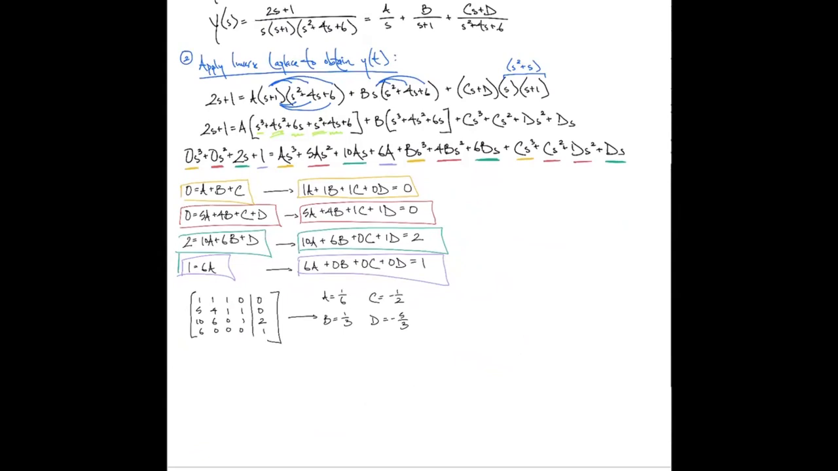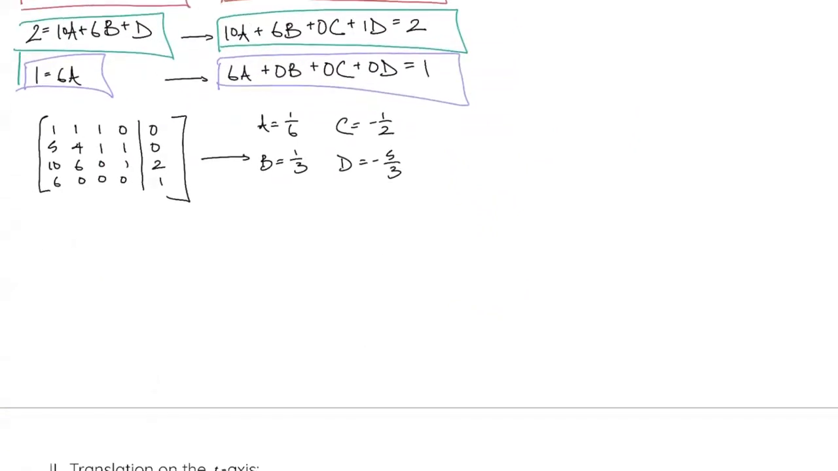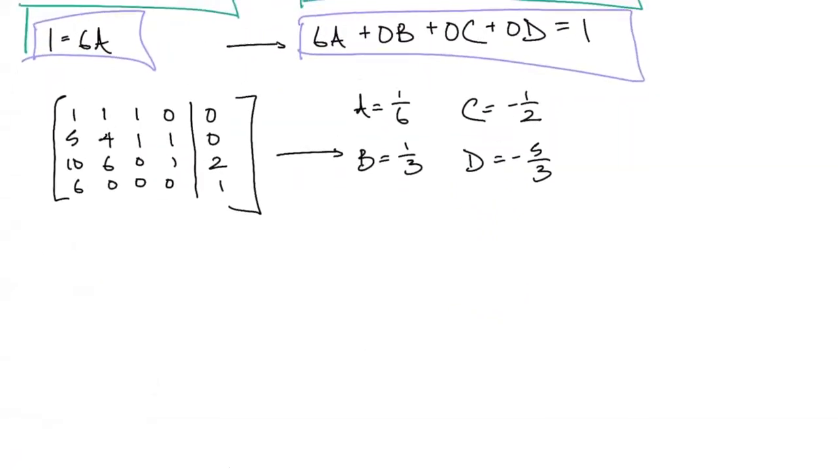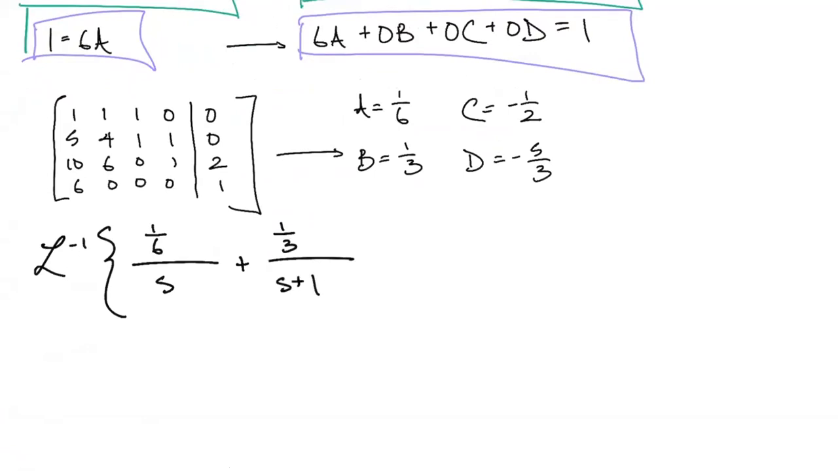All right. Well, let's go ahead and fill these values in so that we can take our inverse Laplace. So we're going to be finding the inverse Laplace of A, which is 1/6 over S, plus B, which is 1/3 over S plus 1, plus CS plus D. Now, I notice that I have a negative as well as a negative. So I have a few options. I can write it in as -1/2 S minus 5/3.